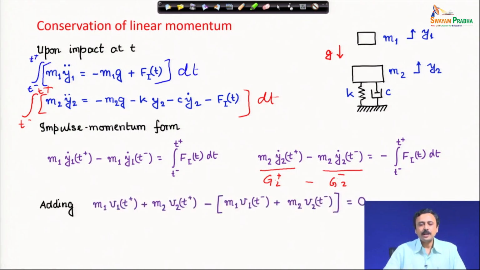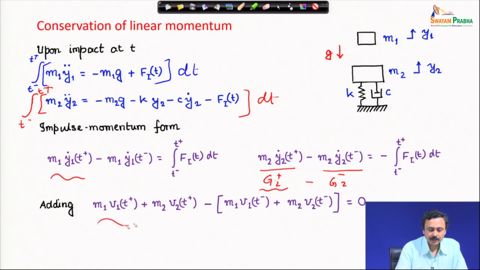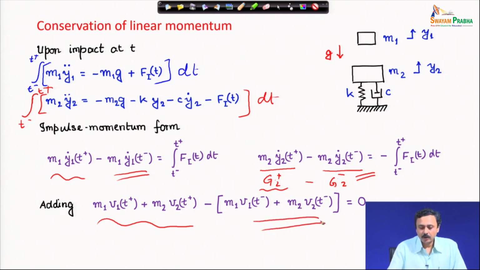If I add these two relations, what I have just now written, then m1 v1 at t plus plus m2 v2 at t plus, I have collected the terms, these two terms here and this term here, and on the right hand side you will find that it is the integral of f I from t minus to t plus with opposite signs. So, when I add it cancels out.